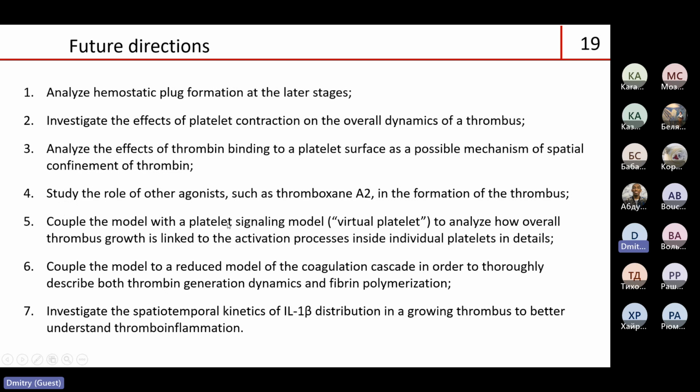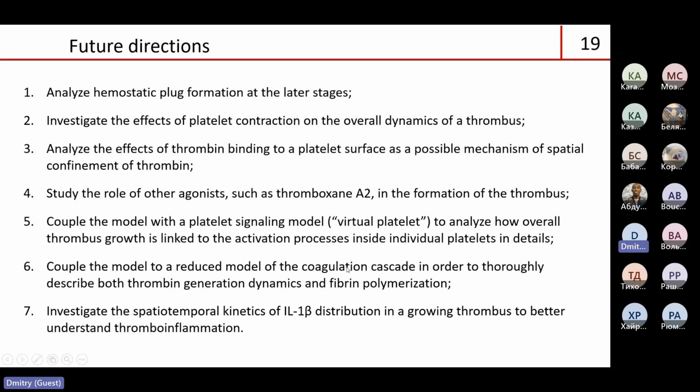Another thing is that we can also study other agonists like thromboxane A2. We also want to couple this model with a more accurate model of platelet signaling, which is called the virtual platelet. It is also developed in our institute by people from another group. We also want to have a reduced model of the coagulation cascade and introduce it inside this model, because for now we have just a constant flux of thrombin, which is of course an oversimplification.